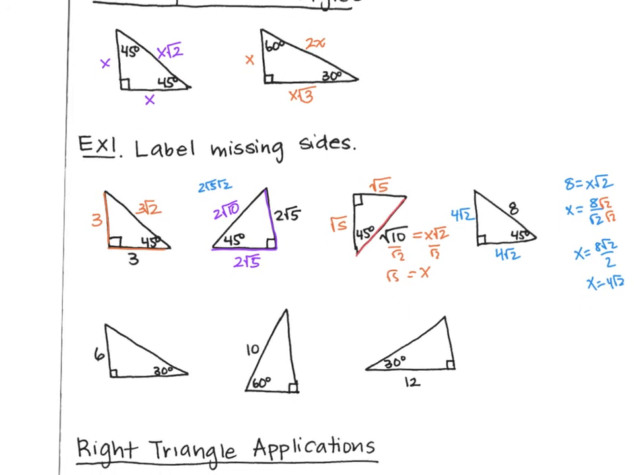Okay, the last three are going to be 30-60-90 triangles. Okay, and you can do these in your head. I don't mind. Okay, I'm going to look at this. This is the short leg because it's across from the 30-degree angle. So that's the same as this side up here. That is x. The hypotenuse is 2 times x. So if this is 6, 2 times 6 is 12. And the longer leg is x root 3. So since x is 6, this is going to be 6 root 3.